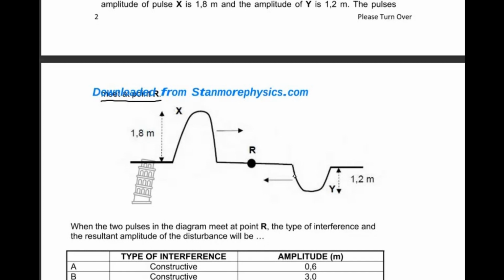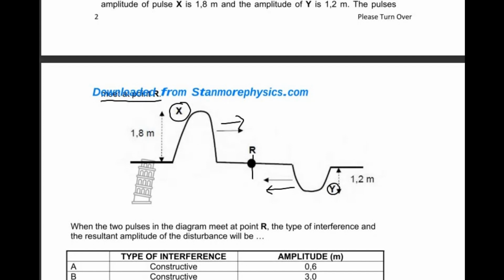We're given a diagram representing pulse X, moving from left to right. We also have pulse Y, moving from right to left. At some point they're going to meet or overlap, and that is at the point R. Then we're given the displacement of the particles from equilibrium, remember I said that horizontal line or horizontal position of no disturbance, that is your equilibrium.